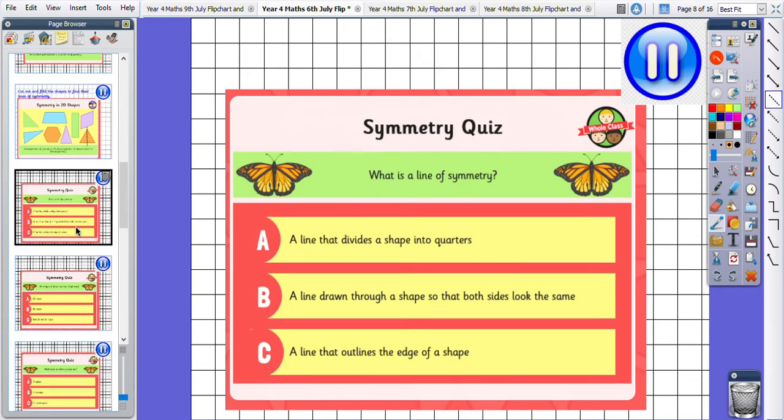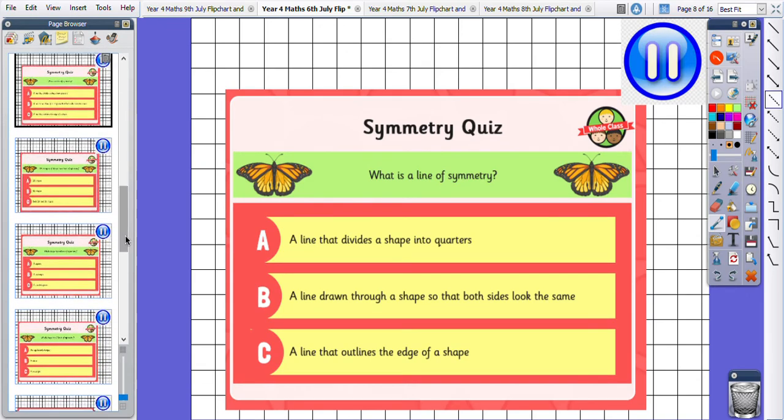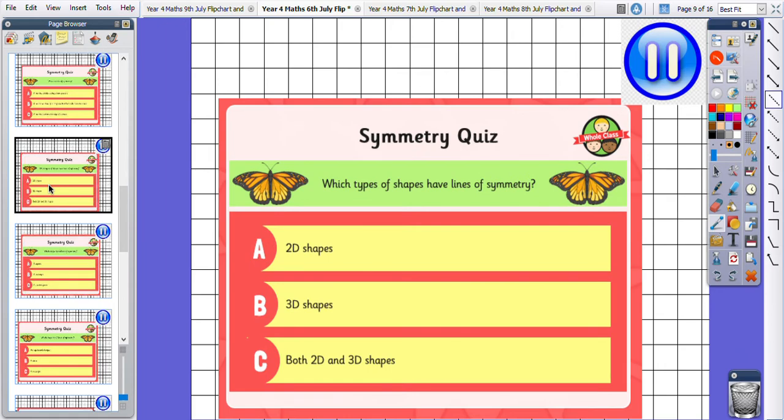Okay then, we now have a very quick quiz. What is a line of symmetry? There's 3 options. Think about which one you think is correct. Well done if you think it is B. What types of shapes have lines of symmetry? 2D, 3D or both 2D and 3D? It is A, well done.